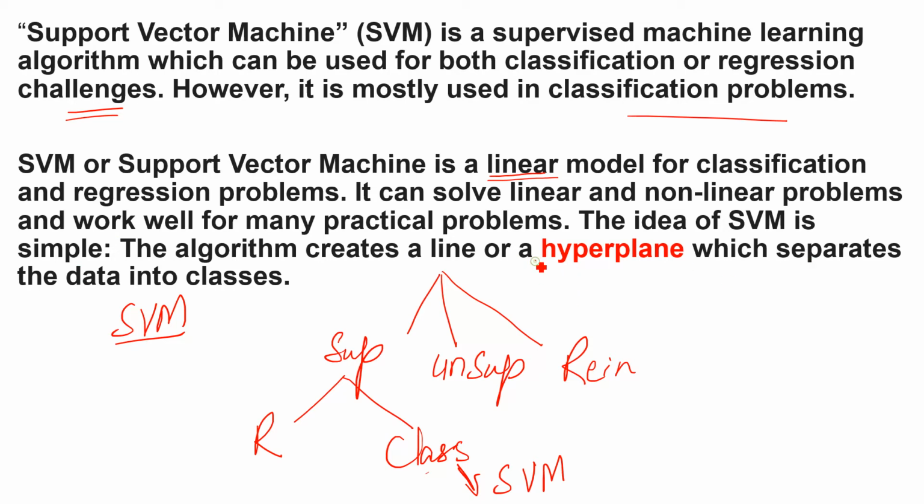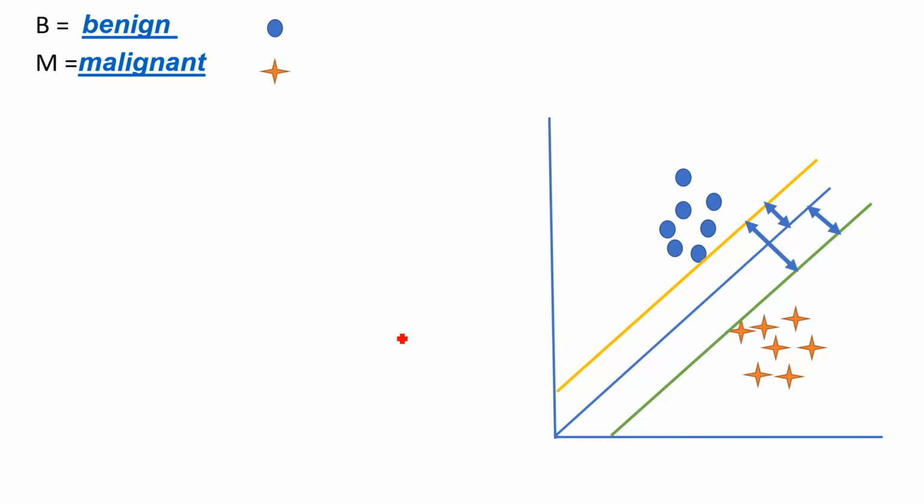And the most important thing in SVM is that we have to find the hyperplane. So what is the hyperplane? I will show you with the help of an example what it does. The hyperplane separates the data into classes. Right? Okay, so here I have set a very simple example for you. Suppose we have two different kinds of cells. This is the benign cell and this asterisk means the malignant cell.